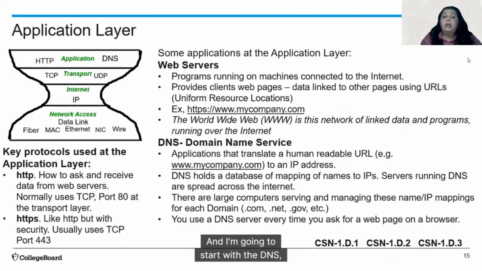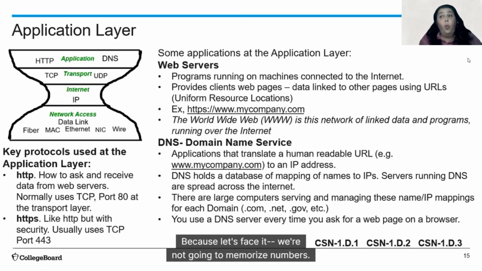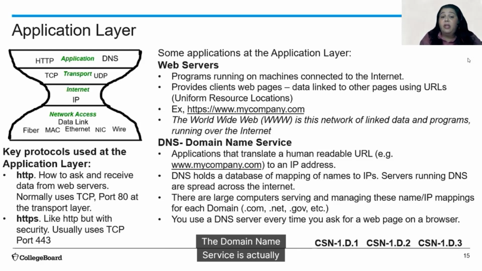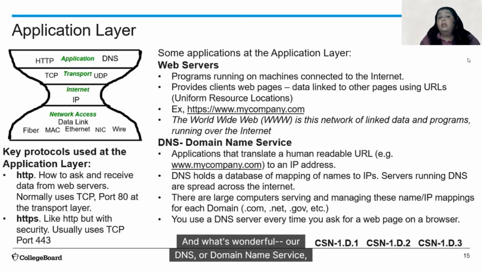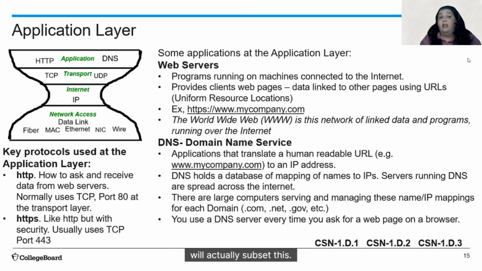And I'm going to start with the DNS, because in the application layer we have the domain name service. Let's face it, we're not going to memorize numbers. By nature, we don't. We like to talk in our lovely high-level language, and that gives us the domain name service. The domain name service is actually a database that maps all these lovely little IP numbers to names that we understand.